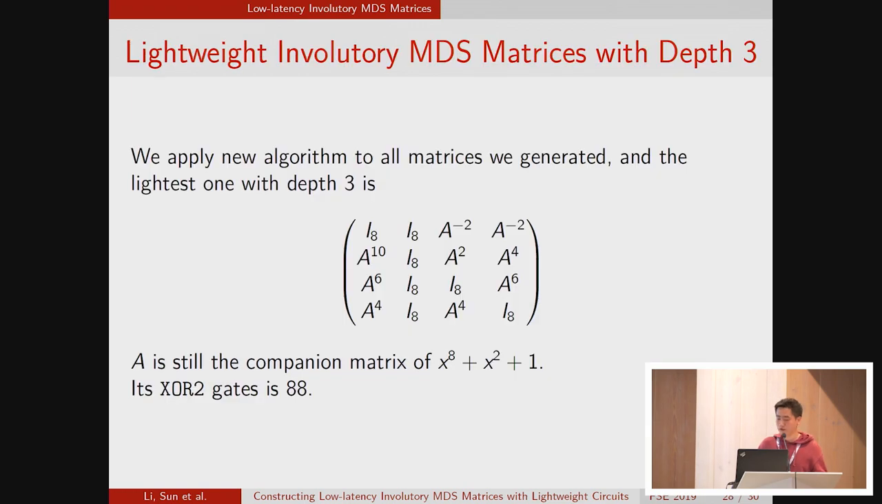So we apply our new algorithm to all matrices we generated in section 3, and the lightest one with depth 3 is this form. Well, A is still a companion matrix of the polynomial x to the 8 plus x to the 2 plus 1, and its XOR gate count is 88.